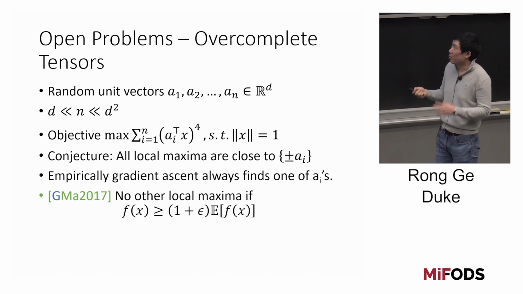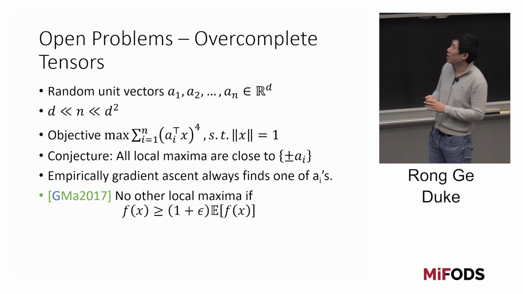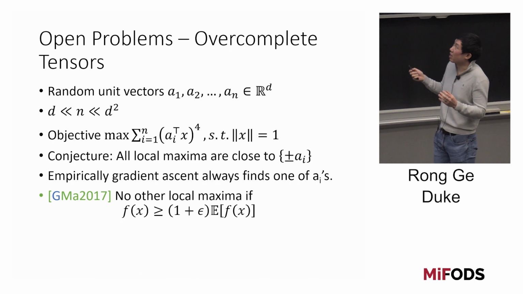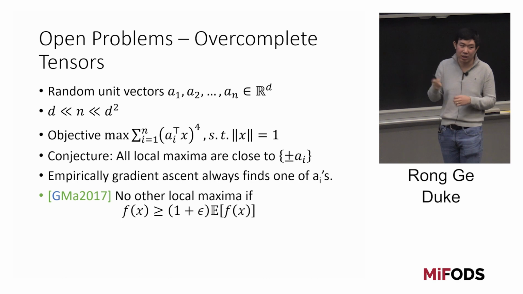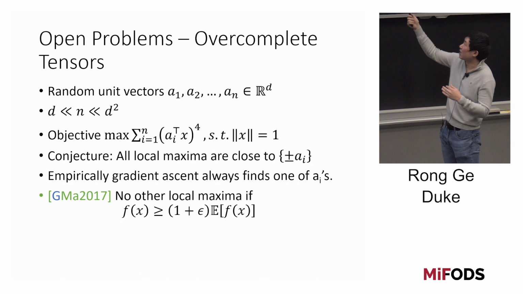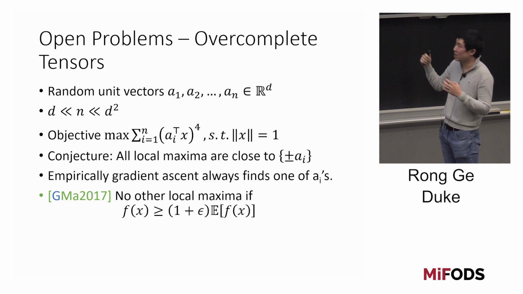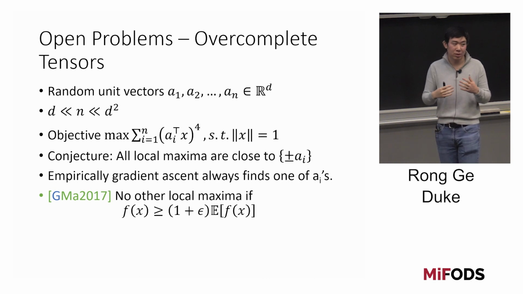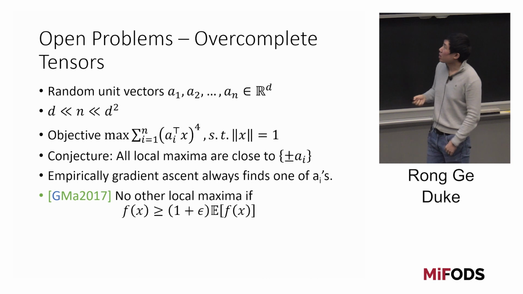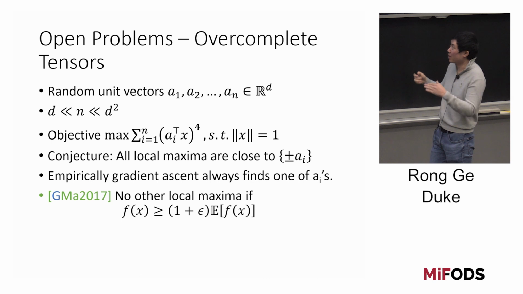In an earlier paper I mentioned, we were able to use a factorization formula to say that whenever f of x is significantly larger than the expectation of f of x, where the expectation is taken over the sphere, then there cannot be any other local maxima in addition to these plus or minus ai's. But we don't know what happens when you are below this threshold. Proving that you also cannot have local maxima below this threshold is the open problem.